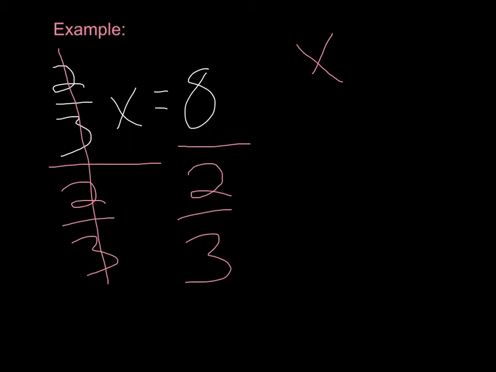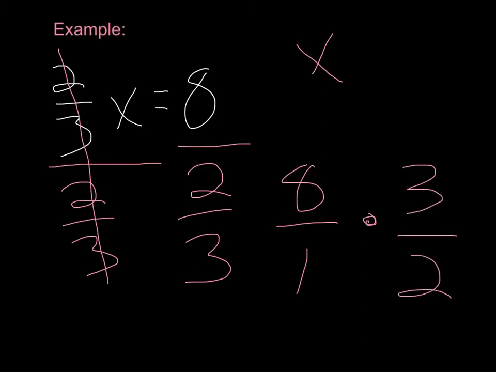2/3. Remember, any whole number is a fraction over 1, and when we divide by a fraction, we multiply by its reciprocal. The reciprocal of 2/3 is 3/2. Now before I multiply, I can cross-reduce the 8 and the 2. The 8 becomes 4, and the 2 becomes 1. When I multiply, I get 12 over 1, which is simply 12. Therefore, x is equal to 12.